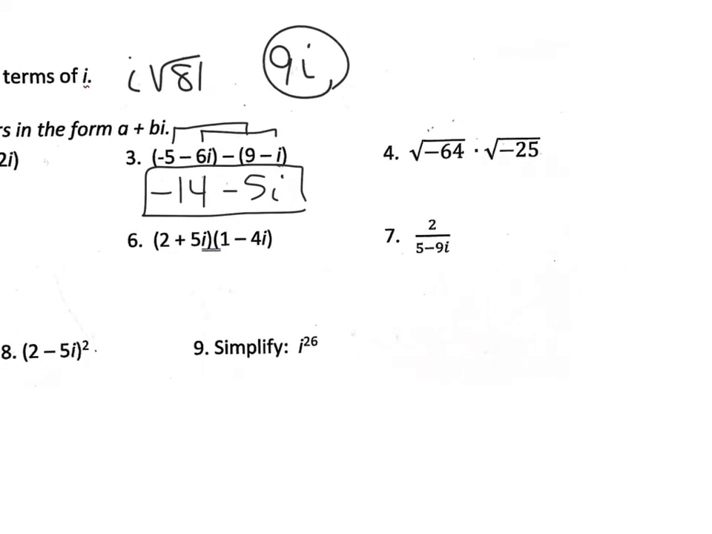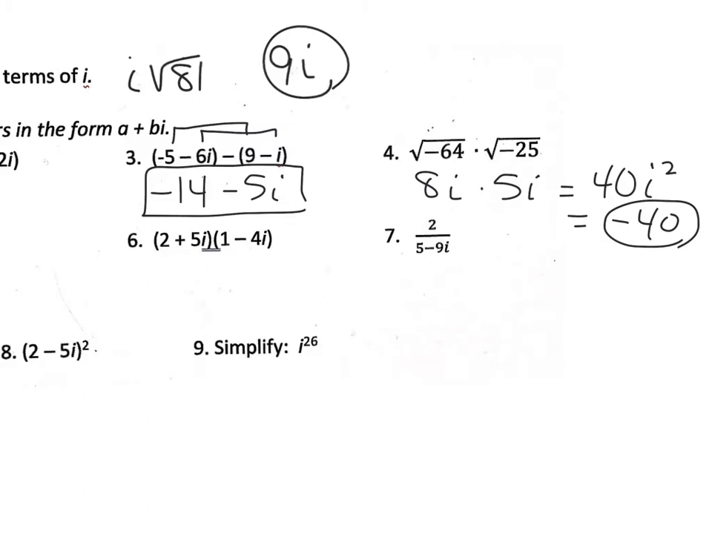Number 4, multiply this out. The square root of negative 64 is 8i. The square root of negative 25 is 5i. If you multiply those two, you get 40i squared. Never leave an i squared in an answer, since i squared is negative 1. 40 times negative 1 is negative 40. That's all you do there.